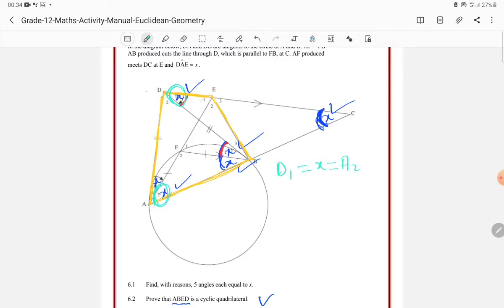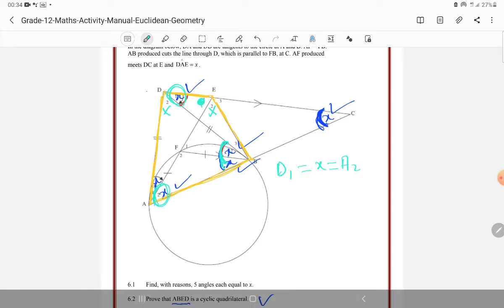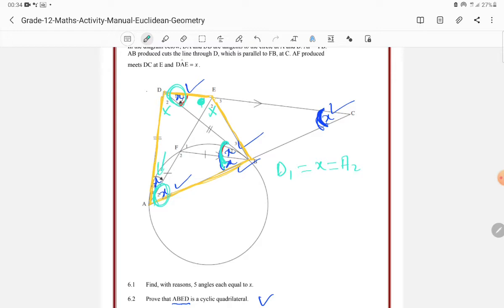Otherwise, if we could find this pair also equal to each other, then that would be a cyclic quadrilateral. Or maybe this pair, if they were equal to each other, then that would be a cyclic quadrilateral. Or probably this angle, if it was equal to that one, but unfortunately we don't know the size of B3. So now let's get into the next one.